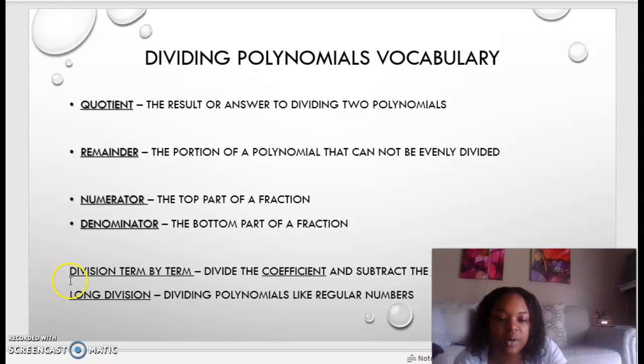And then next, there's two ways that you can see polynomial division within this particular lesson. There's division term by term that you're going to see on Khan Academy. That's the first example he does. And you divide the coefficients, subtract the exponents. So think of it as the opposite of multiplying. With multiplying, you multiply the coefficients and add the exponents. So division is like the opposite, so to speak. And then long division. Long division, on the other hand, we divide the polynomials like regular numbers.